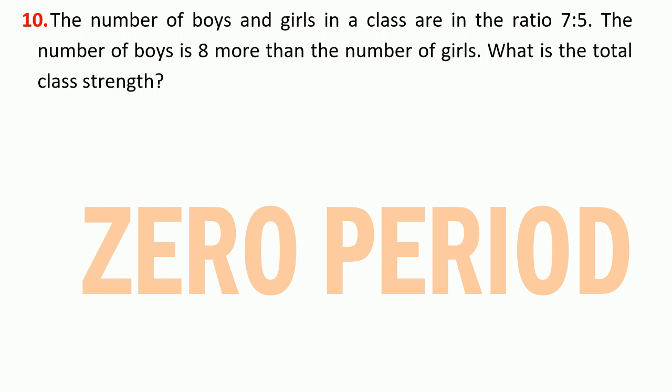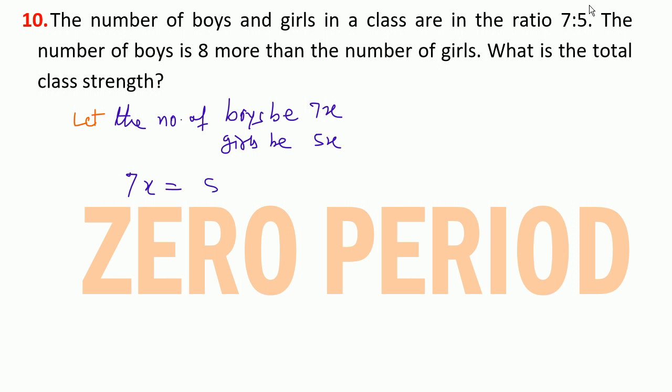The numbers are given in ratio. Boys and girls are 7 and 5. Let the number of boys be 7x and girls be 5x. The condition said the number of boys is 8 more than the number of girls. It means 7x is 8 more than 5x.